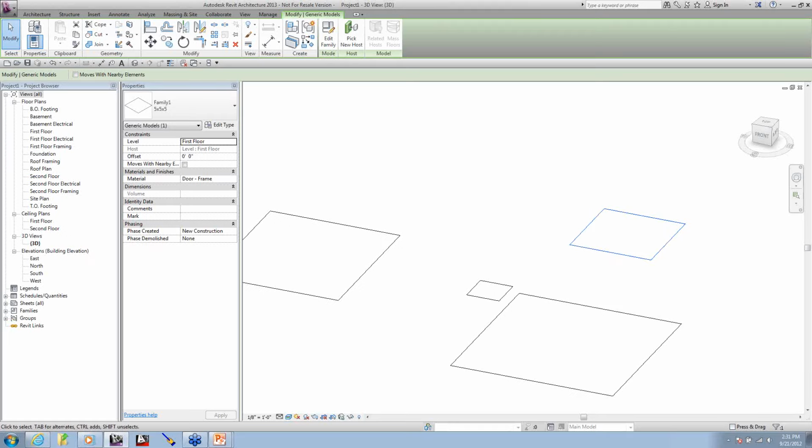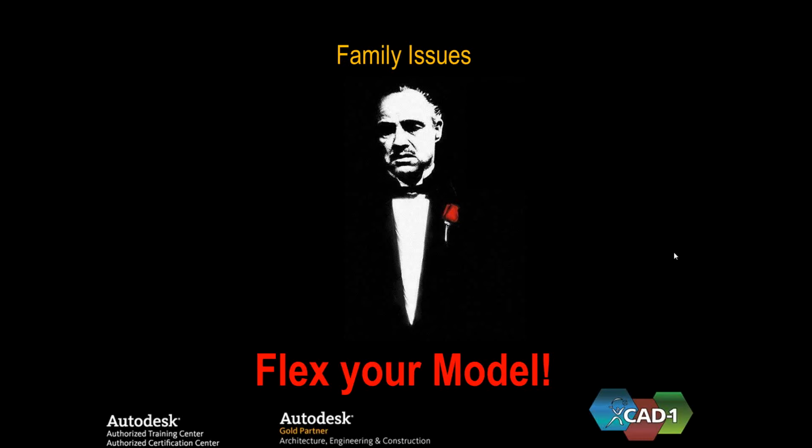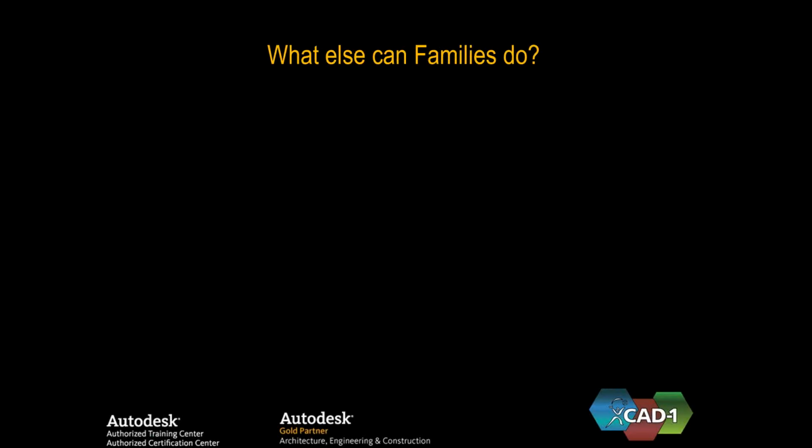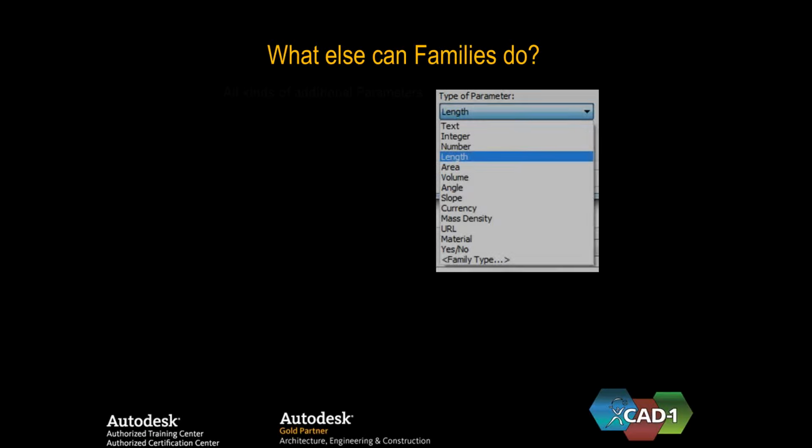So let's get back here. Let's go back to the dawn, see what's going on. And now, what else can families do? Well, remember, we can go in and add all those additional types of parameters: the text, the length, the volume, the angle, everything else like that. We can make them parametric. We can start putting formulas on them. Array parameters, things like that, we can kind of list it.